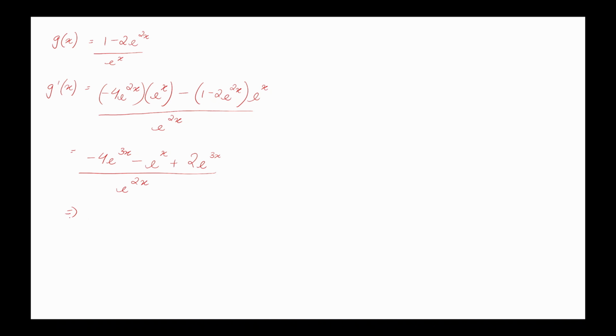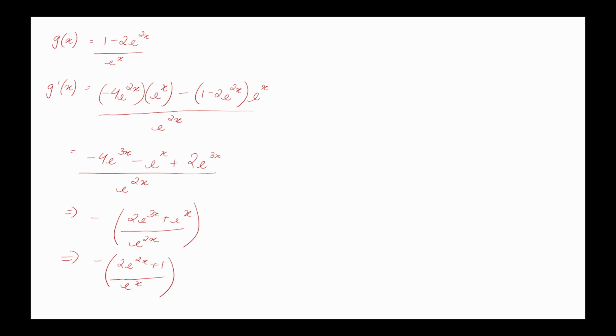So from here, if I take minus common, what am I going to have? 2 e to the power 3x plus e to the power x upon e to the power 2x. Now, of course, I can take e to the power x common and cancel it out. So I would have minus 2 e to the power 2x plus 1 upon e to the power x. So this is what I'm going to have.